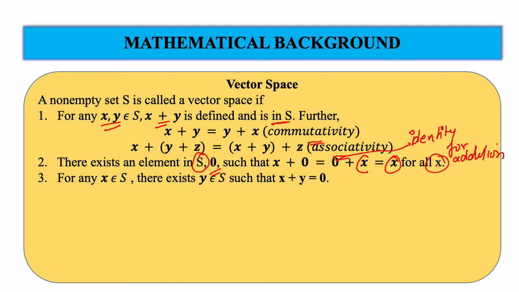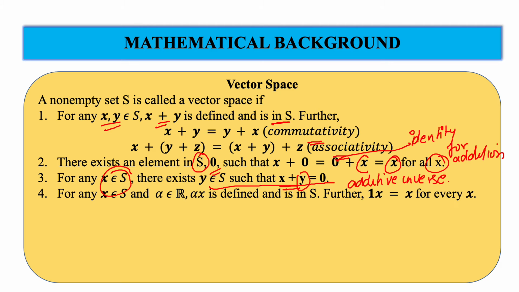Similarly, for any x belonging to S, there exists y such that x plus y is equal to 0. So this y is called the additive inverse of x. So when an element is added with its additive inverse, you will get the identity for addition.